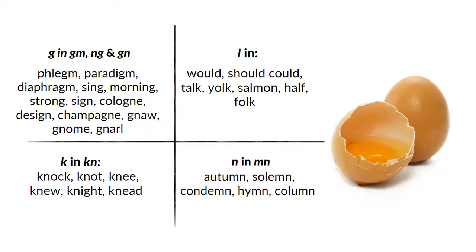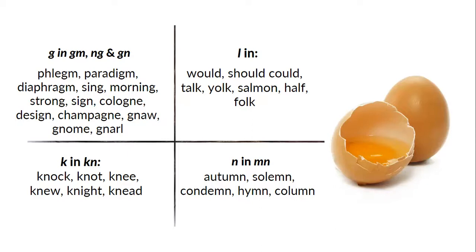L is silent in these words: would, could, should, talk. So if you ask me, what about chalk? What about walk? Yes, the L is silent. Yolk, salmon, not sal-mon, that fish, salmon, half, folk. So the L is silent in these words. K is silent whenever it shows up in KN, that's before N. You have knot, knock, knee, knew, knight, and knead, to knead the dough. So the K is silent in these words. Well, I know you already know that. I just had to add it.